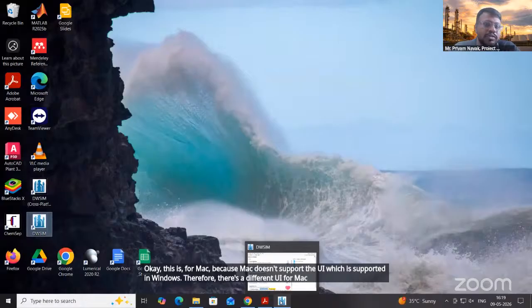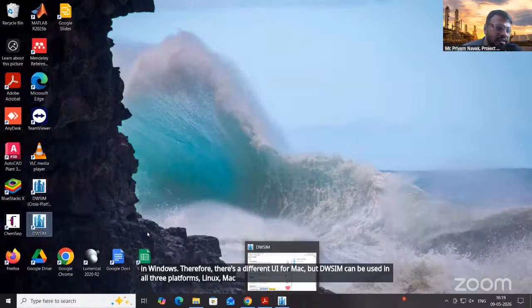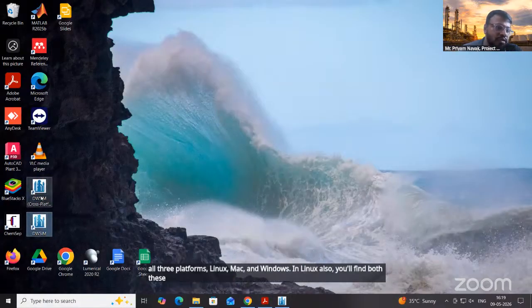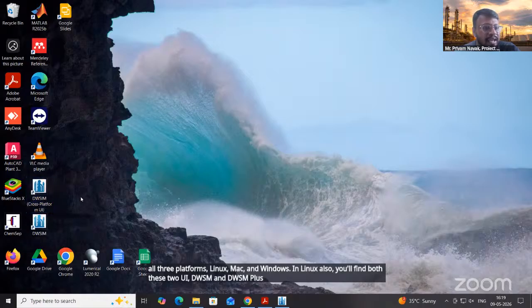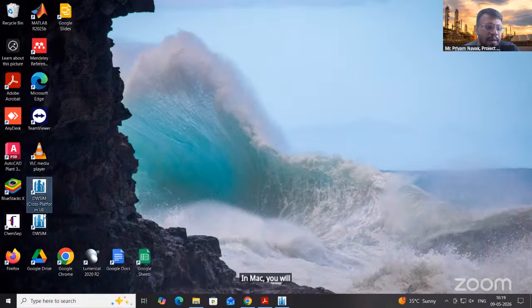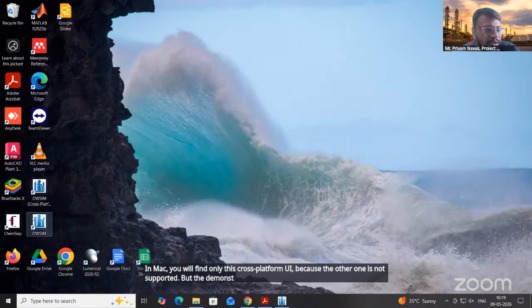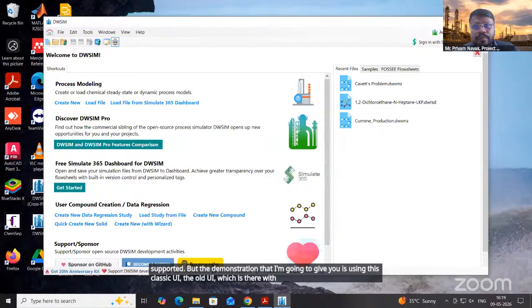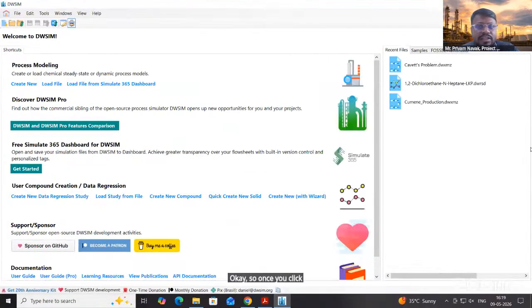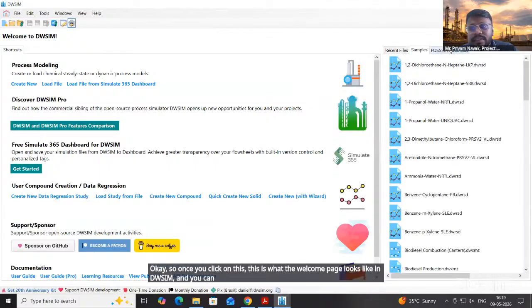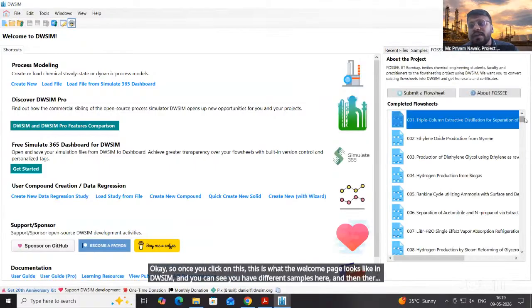But DWSIM can be used on all three platforms: Linux, Mac, and Windows. In Linux also, you will find both these UIs, DWSIM and DWSIM cross-platform UI. In Mac, you will find only the cross-platform UI because the other one is not supported. But the demonstration that I'm going to give you is using this classic UI, the old UI, which is there with DWSIM. Once you click on this, this is what the welcome page looks like in DWSIM. You can see you have different samples here, and then there are different flow sheets here.